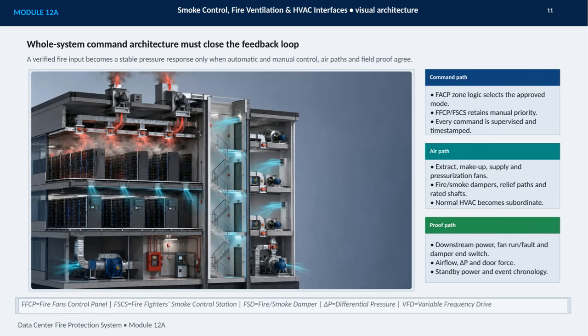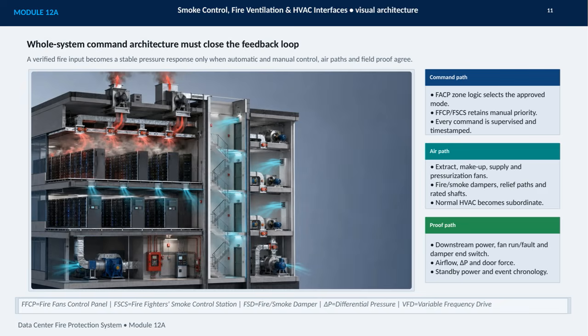The air path then has to respond as an integrated system. Extract, makeup, supply, and pressurization fans work with fire and smoke dampers, relief paths, and rated shafts. During an event, normal HVAC operation becomes subordinate to the smoke control strategy. But commands and air movement are not enough on their own. The proof path confirms what actually happened in the field.